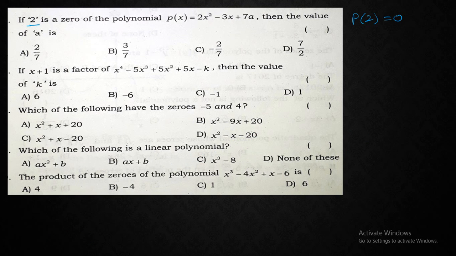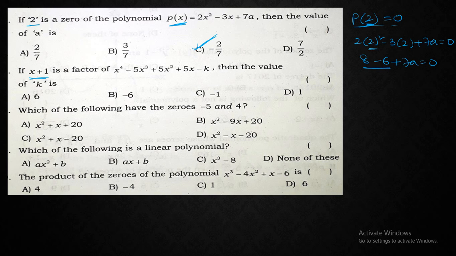So that is the meaning of zero of the polynomial. That means p of 2 is equal to 0. So p of x is given, so instead of x, I need to replace 2. So what am I going to get? 2 into 2 square minus 3 into 2 plus 7a is equal to 0. So 2 square is 4, 4 2s are 8, minus 6 plus 7a is equal to 0. 8 minus 6 is 2. If I transpose, minus 2 by 7. So a is equal to minus 2 by 7.